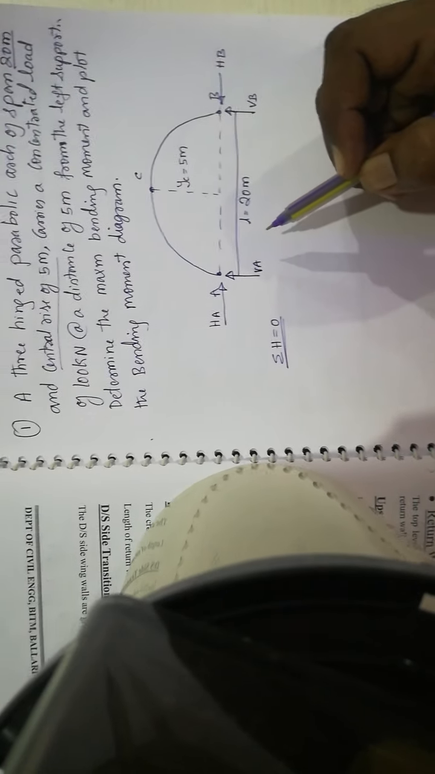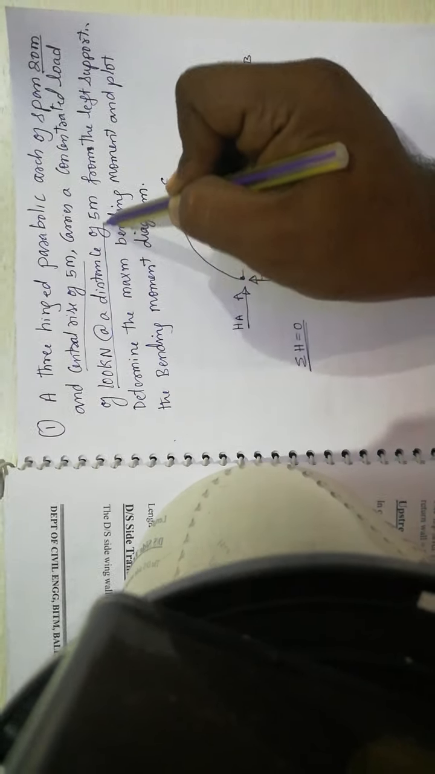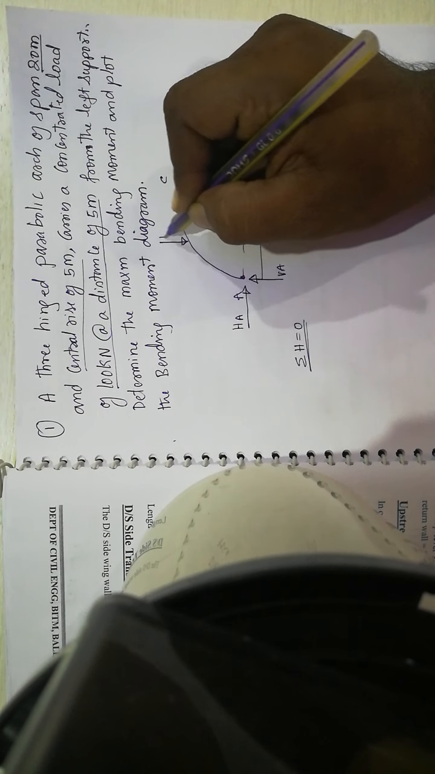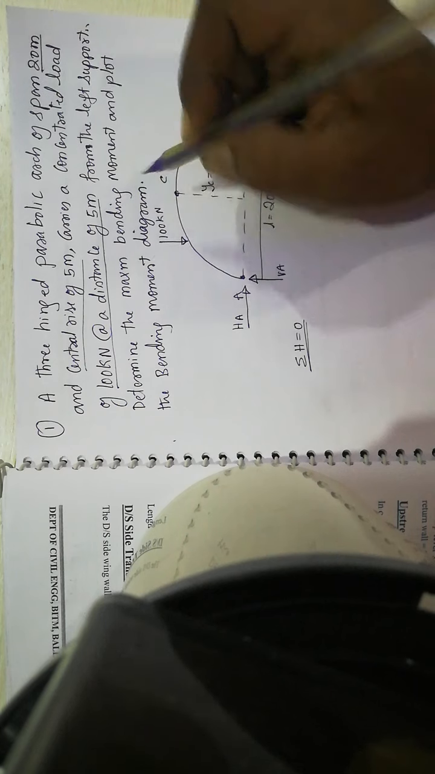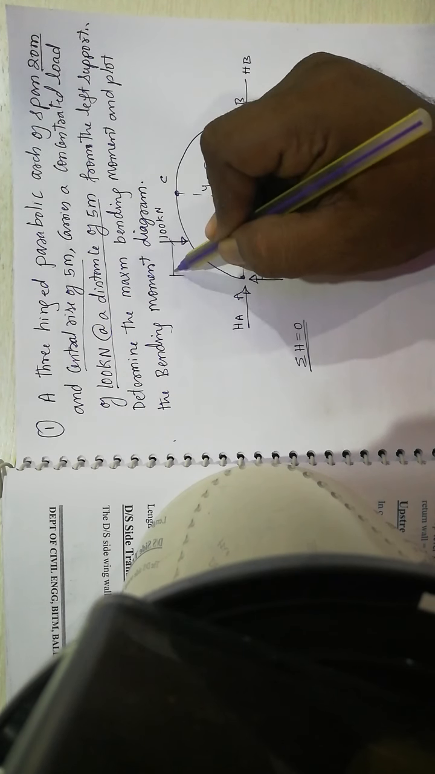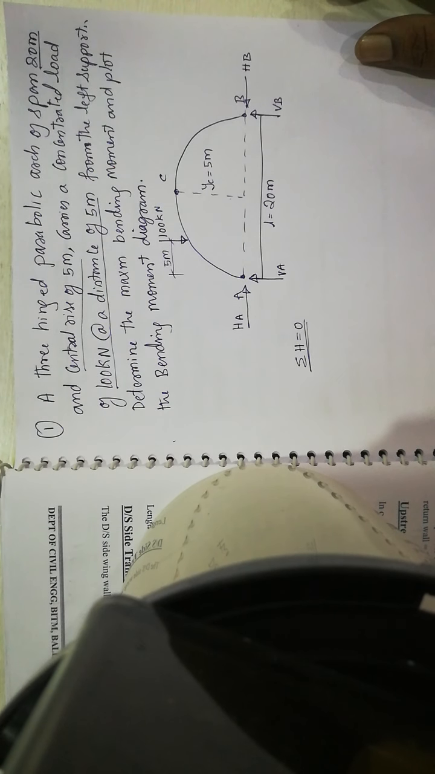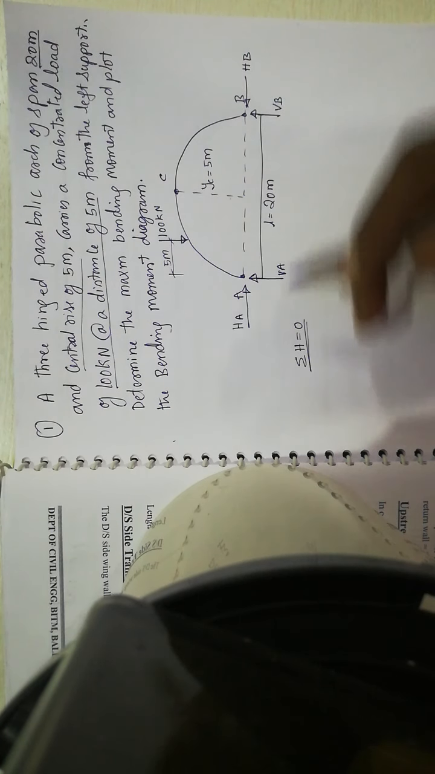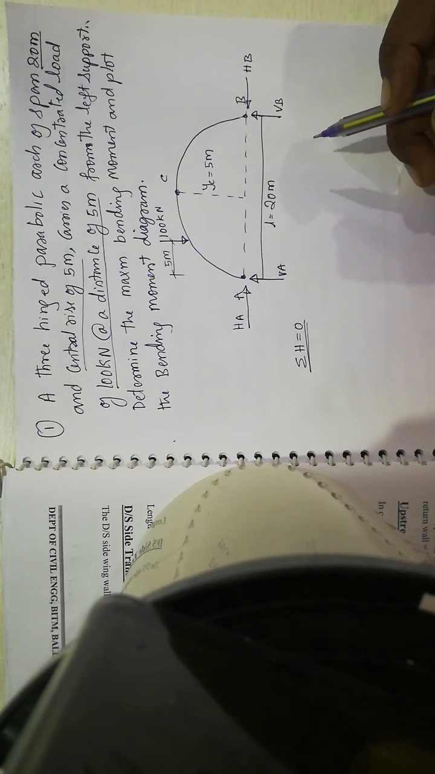Before going to the problem, there is load acting on this arch. That load is 100 kilonewton at a distance of 5 meter from the left support. So from point A there is a load of 100 kilonewton at a distance of 5 meter from the left support. So this distance is 5 meter. For this given load we are supposed to draw the bending moment diagram. Before going to bending moment diagram we should know these 4 reactions. Now let us find those 4 reactions.